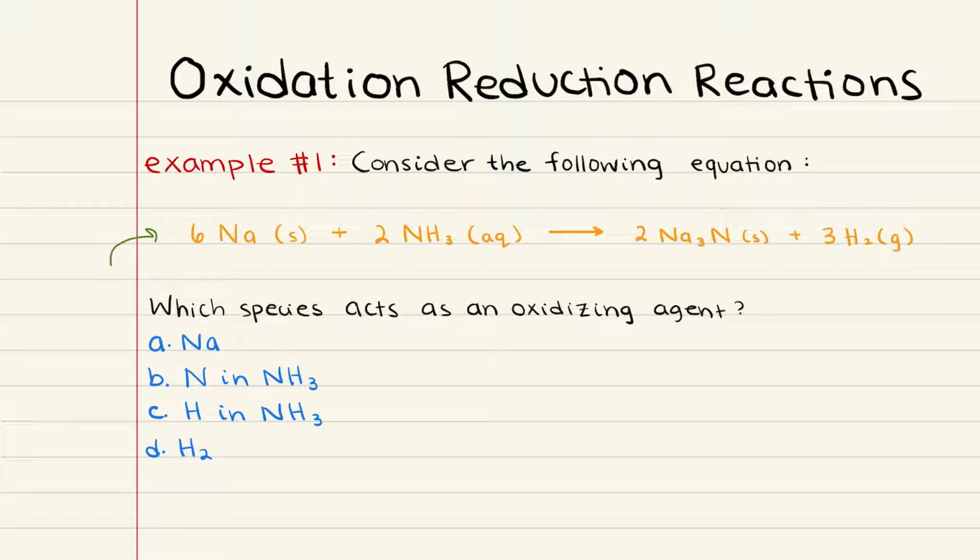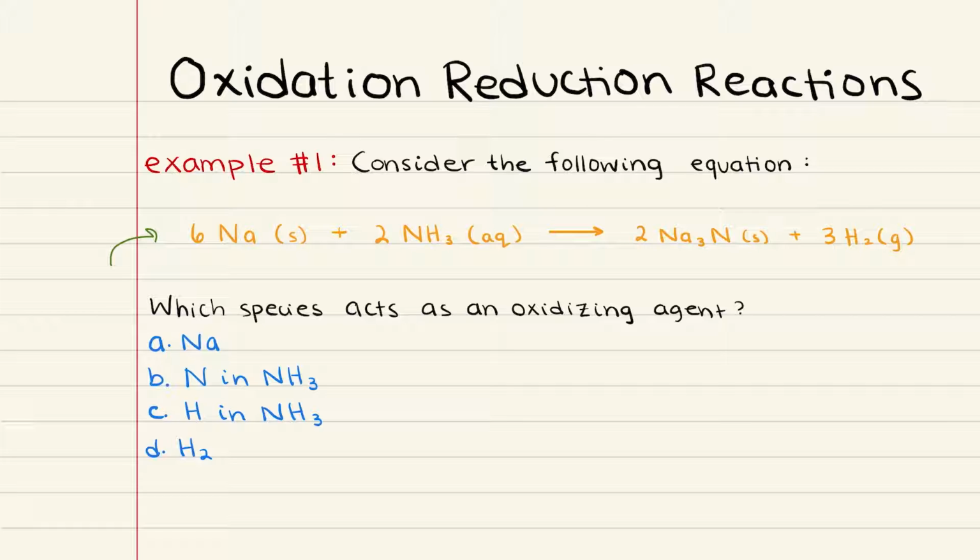To determine the oxidizing agent, the first thing that we're going to do is assign oxidation states to each element in the reactants and in the products. So some rules to keep in mind when we do that are the following. Rule number 1, the oxidation state of an element in its elemental form is equal to 0. Rule number 2, for monatomic ions, the oxidation state is equal to the charge of the ion.